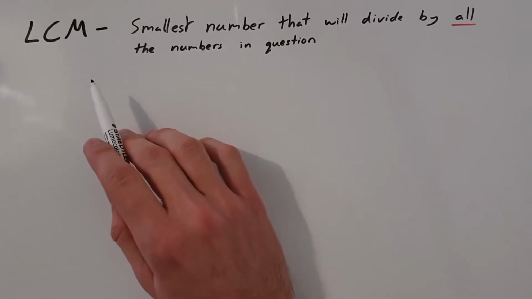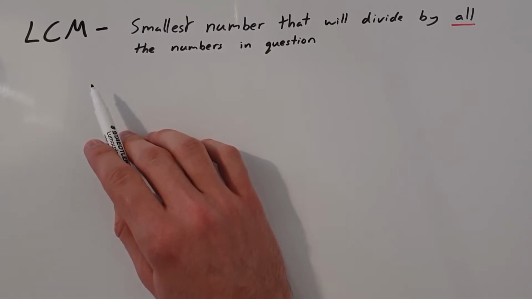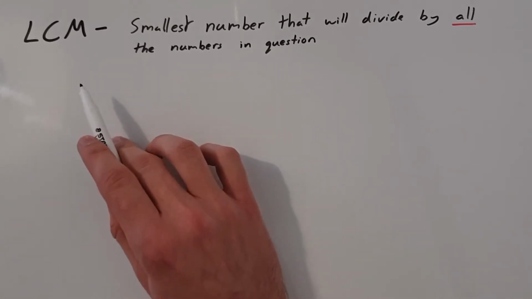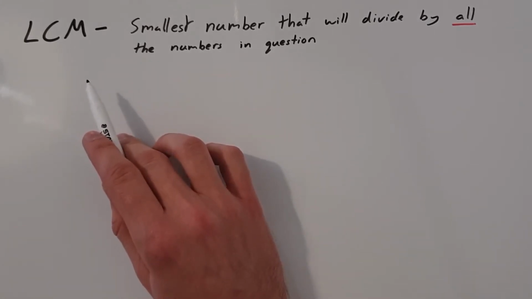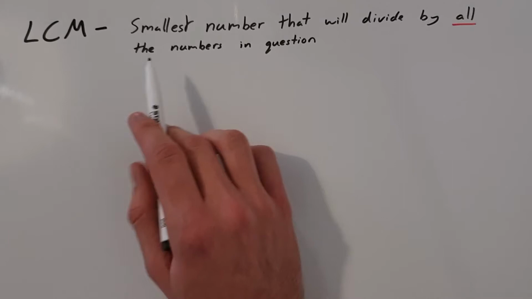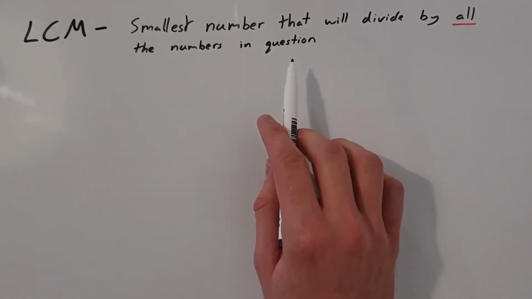So let's first look at the lowest common multiple then. We know that a multiple from the last video is just the times table of that number. So it's all the numbers that that number will then multiply into. If we're looking at the lowest common multiple between two numbers, it's essentially the lowest number that both of those numbers will multiply into. Or to put it another way, it's the smallest number that will divide by all the numbers in question. So let's look at an example of this then.